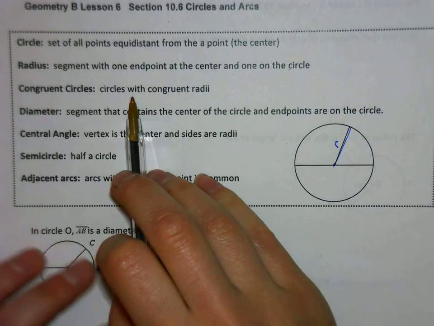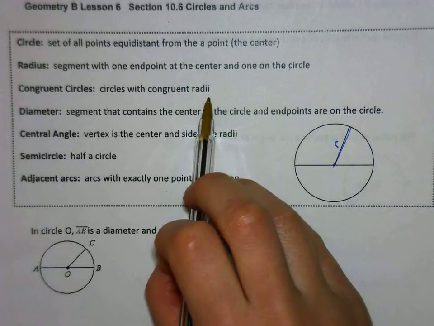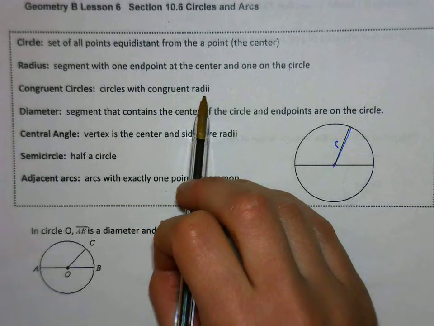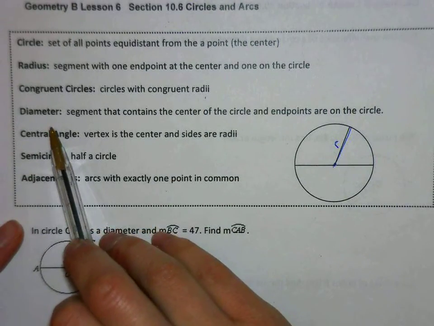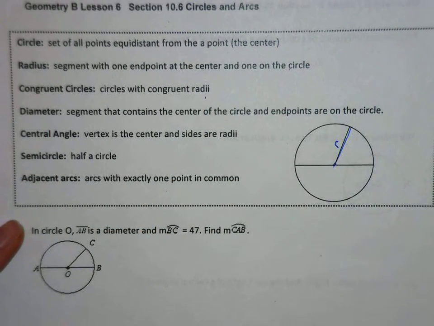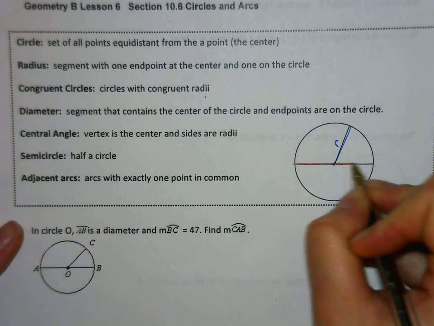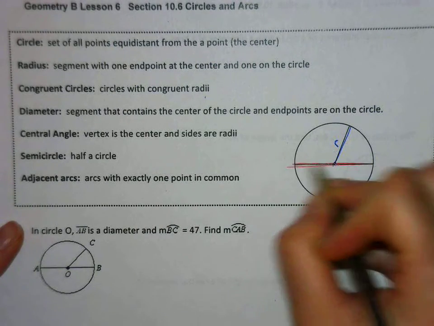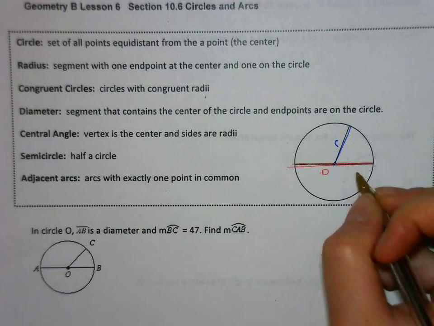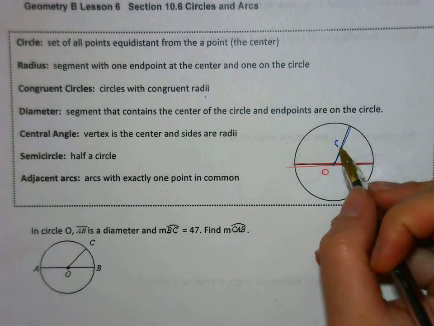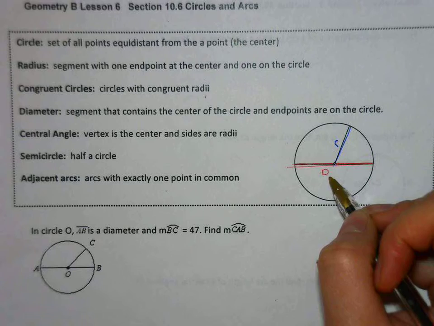Congruent circles are circles with congruent radii. So we have two circles that would have the same radius. A diameter is a segment that contains the center, and it goes from endpoint to endpoint of the circle. So this side goes through the center, so that's our diameter. And our diameter is always double the radius, and the radius is half of the diameter.